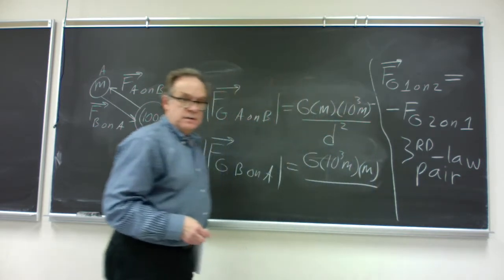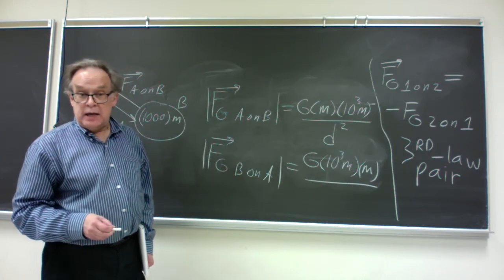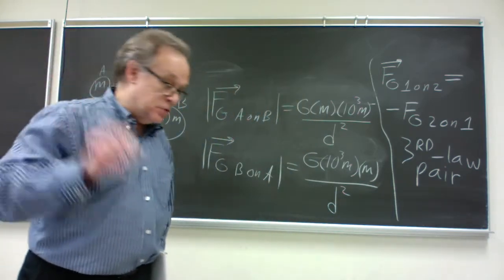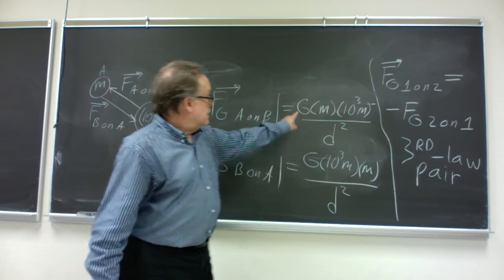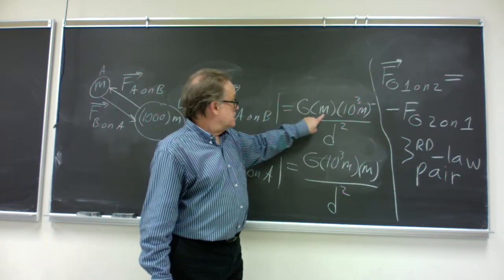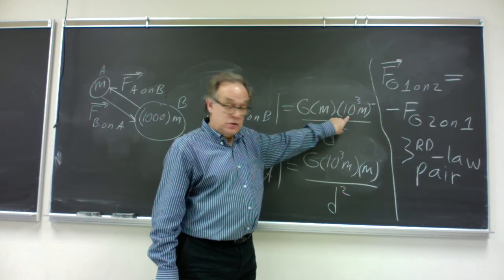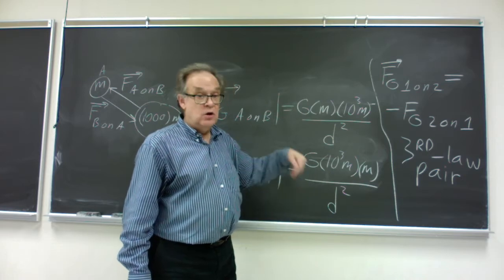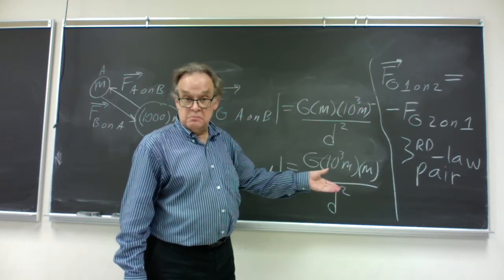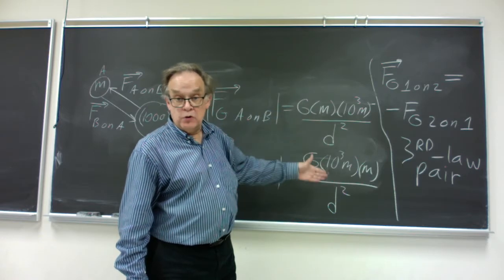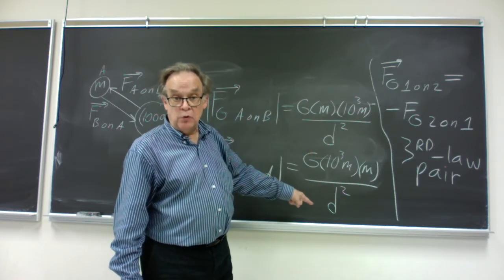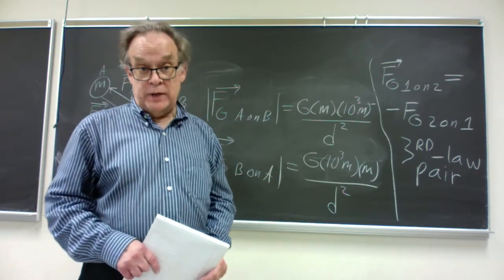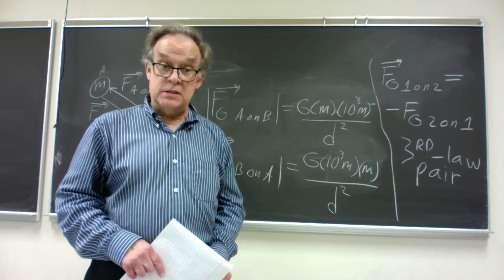And that's divided by the distance between A and B. Divided by the square of the distance. And of course, here you've got G times mass times 10 to the third. Here you've got G times mass times 10 to the third. All the same factors. So the same number in both numerators, and of course the same number in both denominators. These two forces are equally strong, even though they have very, very different masses.